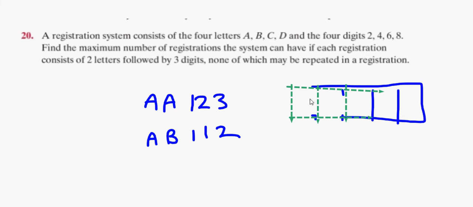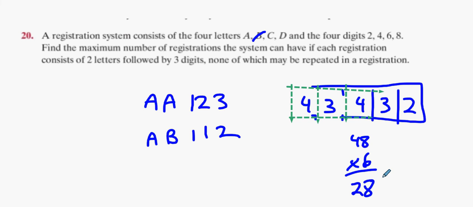So 4. Pick a letter. 3 remaining. Pick a number. 4 numbers to pick from, isn't there? 4, 3, and 2. Alright, let's multiply all that out. I'm hoping we get 288. 12, 48. 48 by 6 is 288. Yep. Happy days. You all good with that? Right.